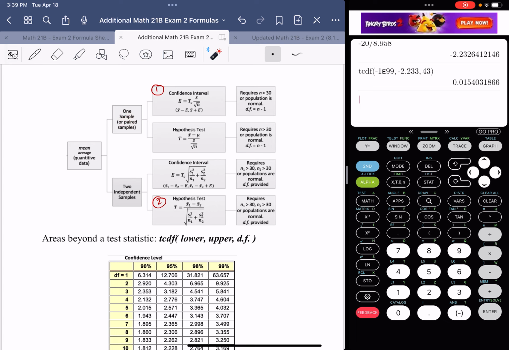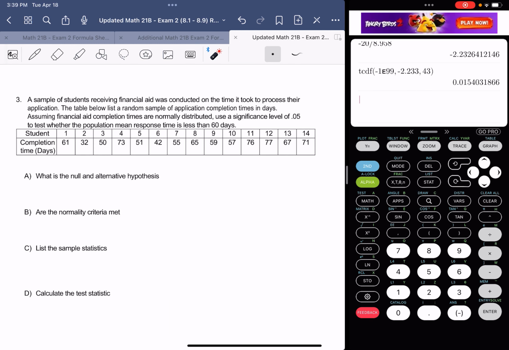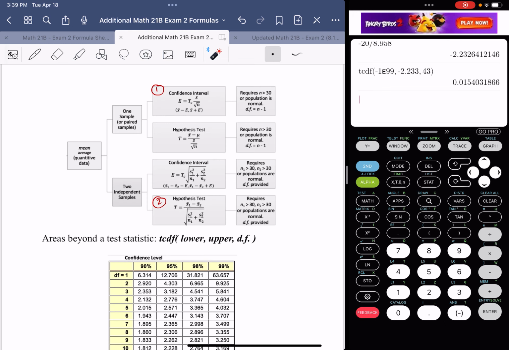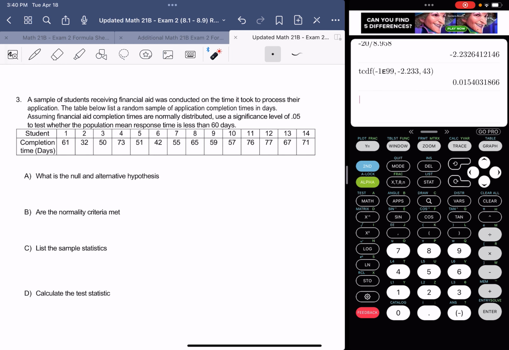Next, was this question asking about a confidence interval or is it hypothesis testing? Hypothesis testing, because it says test whether the population mean response time is less than 60 days. We're testing it. It's a hypothesis test. So this is what we're going to be utilizing for this question. We're going to be utilizing these formulas, and if needed, here's some additional information that could be helpful. So we're using all this for the hypothesis testing. Okay, so part A, what are the null and alternative hypotheses?